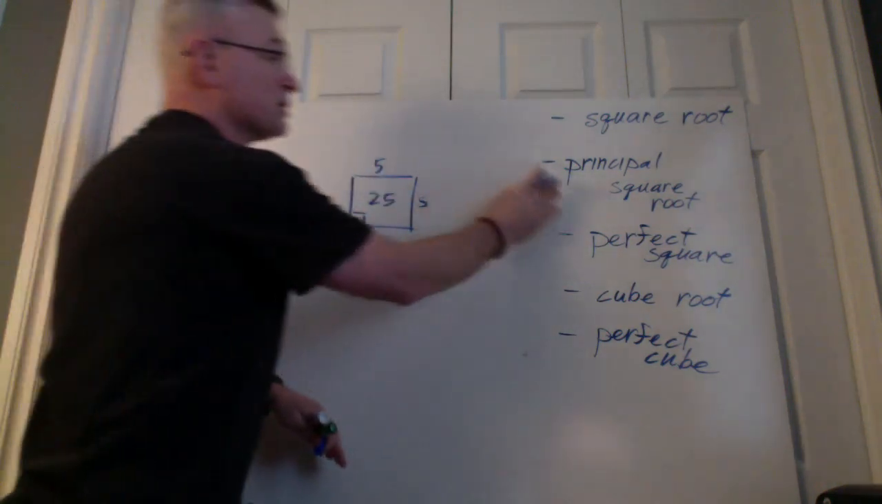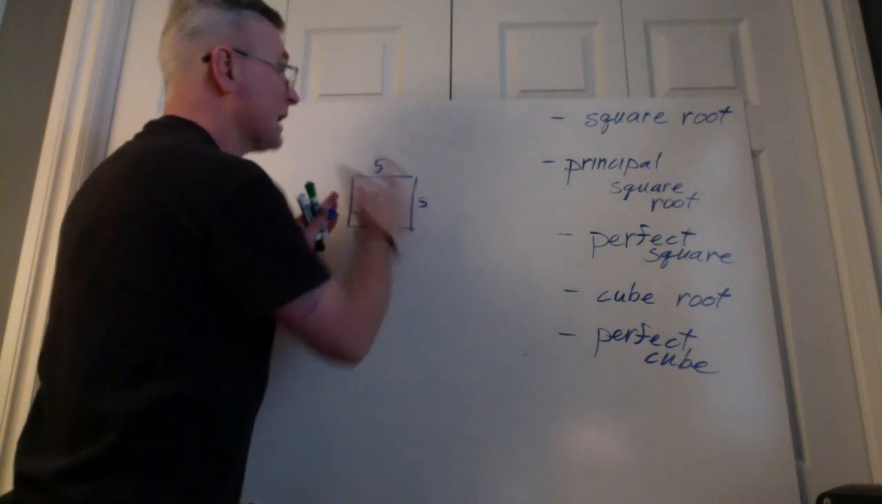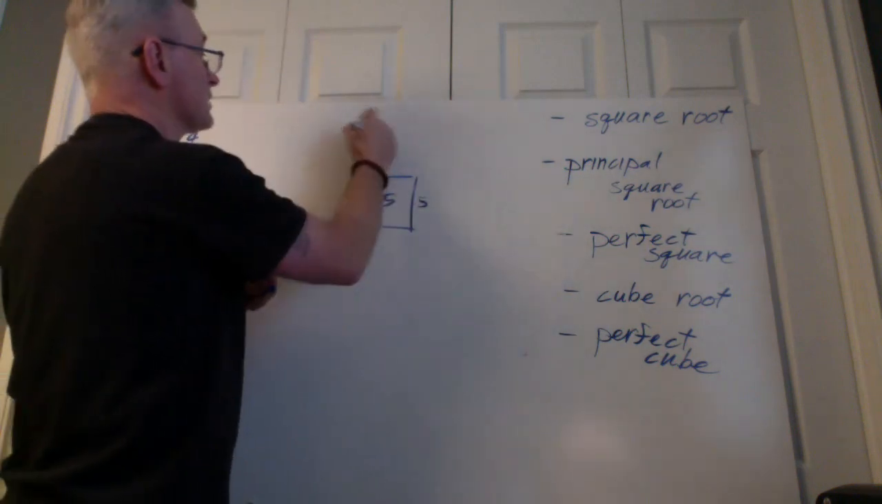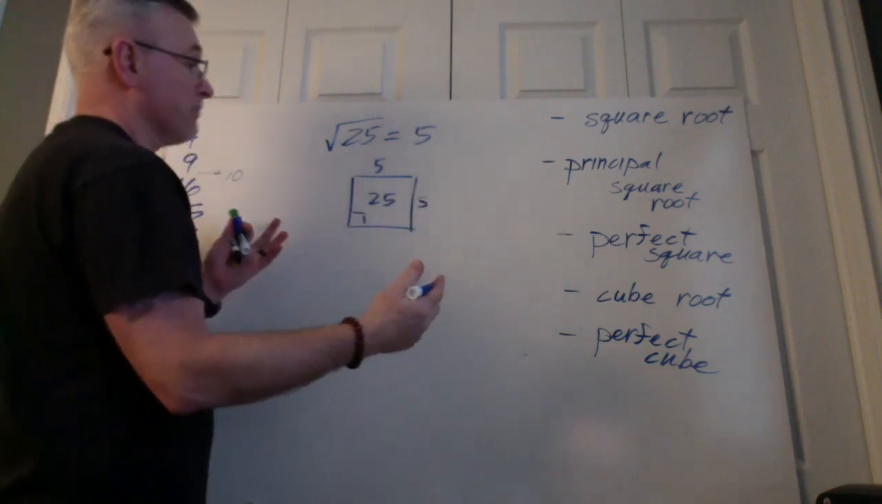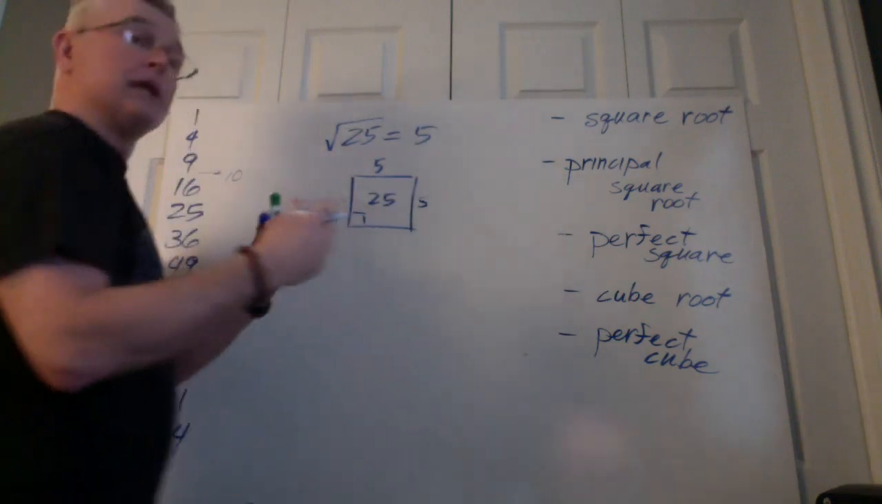I would use my principal square root for my side length, and I found the square root because the square root of 25 is 5. That's how I found my side lengths, okay? Well, what if we needed a cube root?